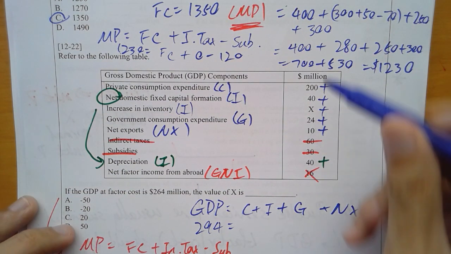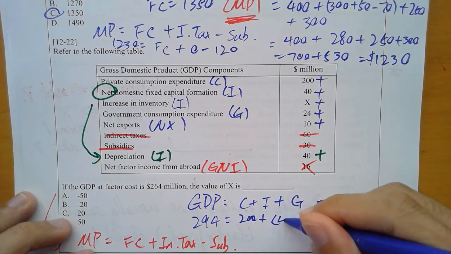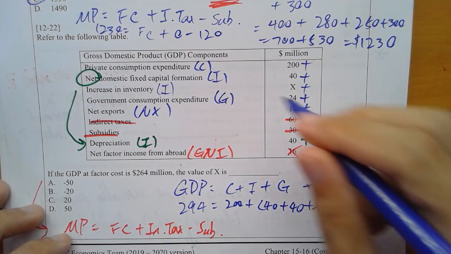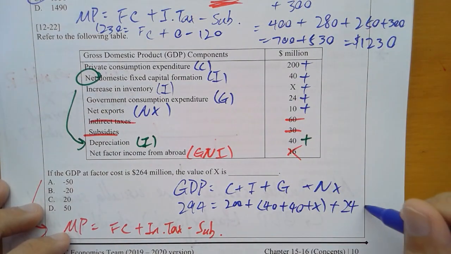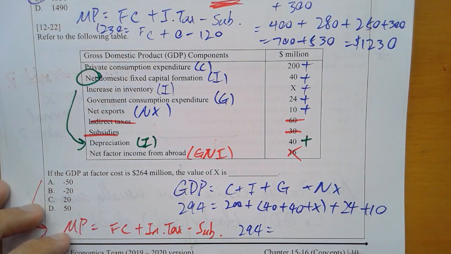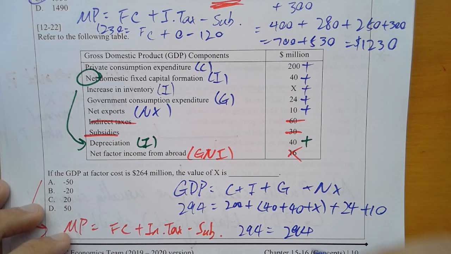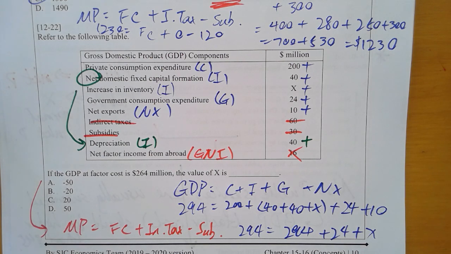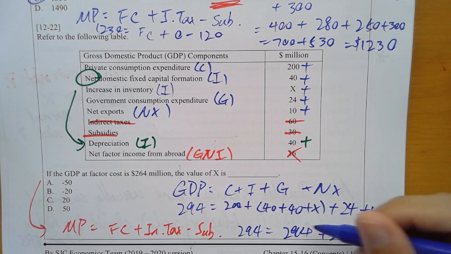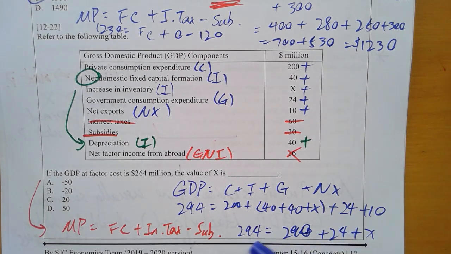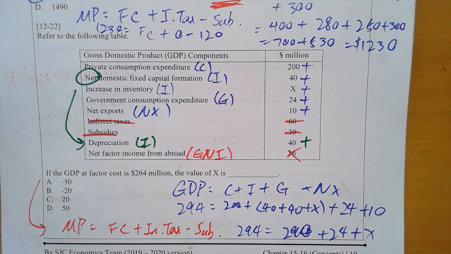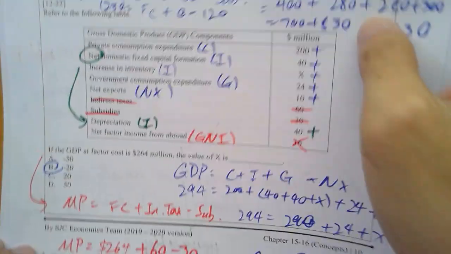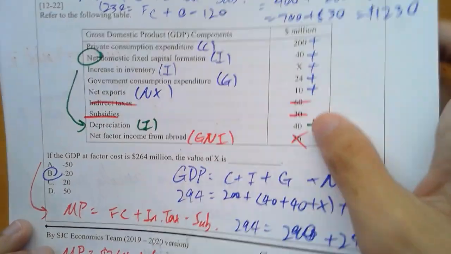So, let's construct it. C, 200. I would be 40 plus 40 plus X. G would be 24. And NX would be 10. So 294 equals 294 plus 24 plus X. Did I calculate wrong? Let's see. I think I messed up something. No, this is 290. Okay. So you will see X would be negative 20. Yes, negative 20. B is the answer that we want. So you see, very mechanical, right? Very mechanical. So let's move on to the next one.